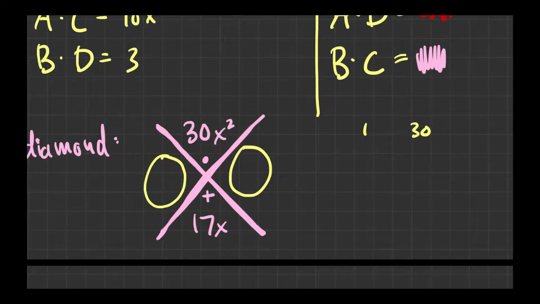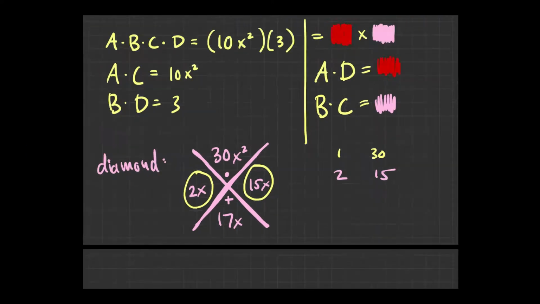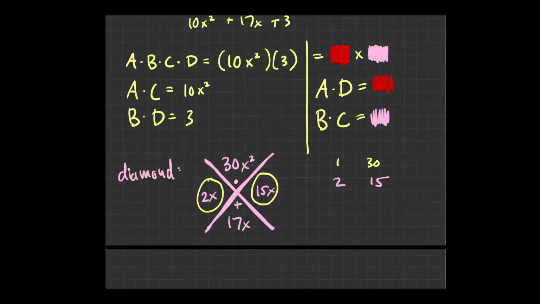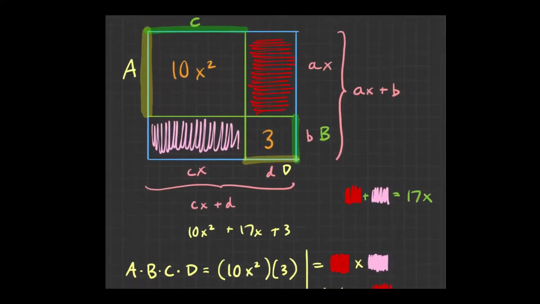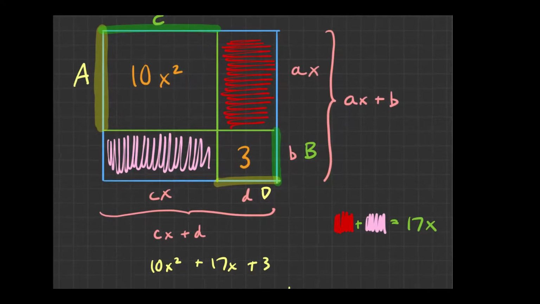2 and 15. Oh, 2 and 15. Is that what you were going to say, Aaron? Okay. Yeah, exactly. So keeping in mind that it's going to be 2x and 15x, right? It's a race, isn't it? So now we know what goes in here.